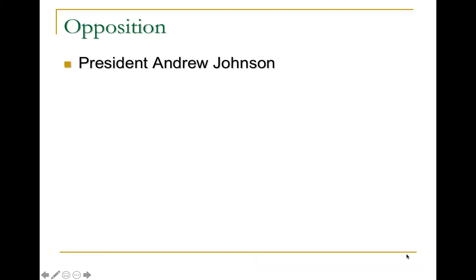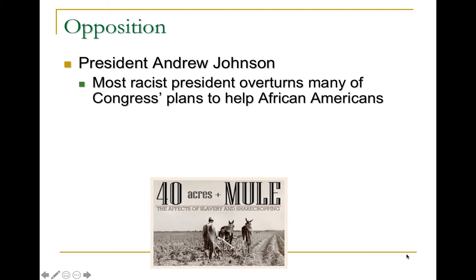However, President Andrew Johnson, as I mentioned before, a most racist president, overturns many of Congress's plans to help African Americans. For example, General William Tecumseh Sherman had promised African Americans that were freed after the Civil War 40 acres and a mule to be able to start out and to own land and to participate in politics, much like the white Europeans were able to do 200 years beforehand. However, Andrew Johnson just wants African Americans to go back to the plantations and stay out of politics, so he overturns this, and this would have far-reaching consequences even to today. That property ownership is typically more of a Caucasian and European thing versus an African American thing.